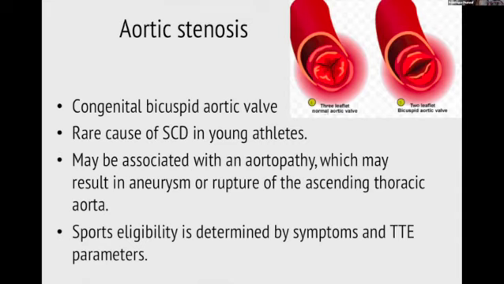Aortic stenosis, usually due to congenital bicuspid aortic valve in the young population. It's a rare cause of sudden death in young athletes, but a recognized cause. Bicuspid aortic valve may be associated with an aortopathy, which may result in aneurysm or rupture of the ascending thoracic aorta. And sports eligibility is determined by symptoms, aided by exercise testing and TTE parameters like pressure gradients, LV size, and function.